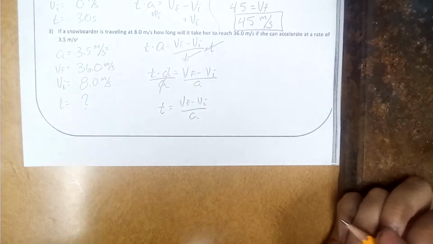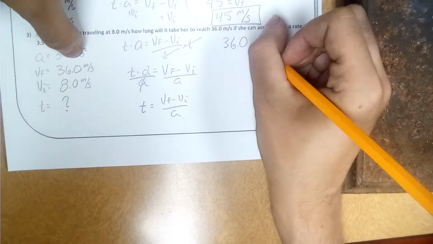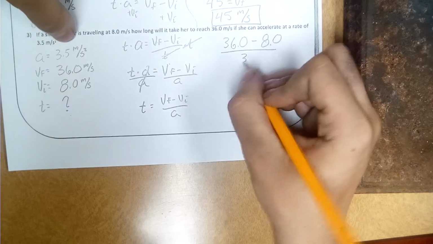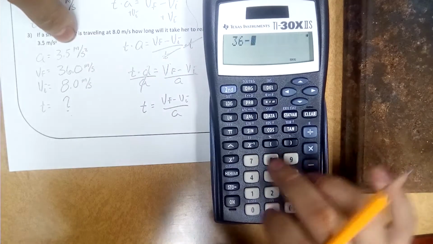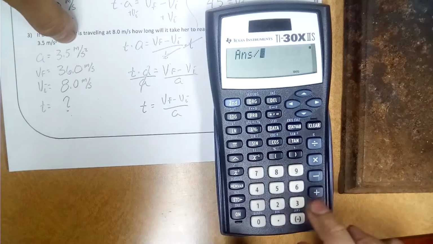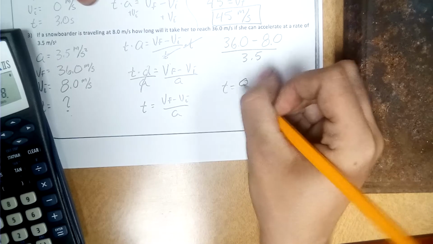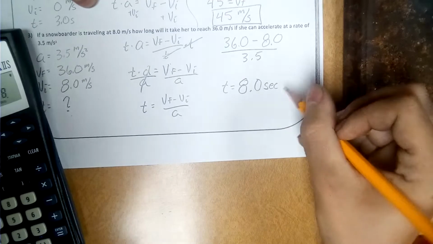So now we just need to plug in our numbers. Our final velocity, 36.0 minus 8, all over 3.5. When I grab my handy calculator, 36 minus 8 equals 28, and then I'm going to divide that by the 3.5, and we get our answer to be 8. So our time is going to be 8.0 seconds.